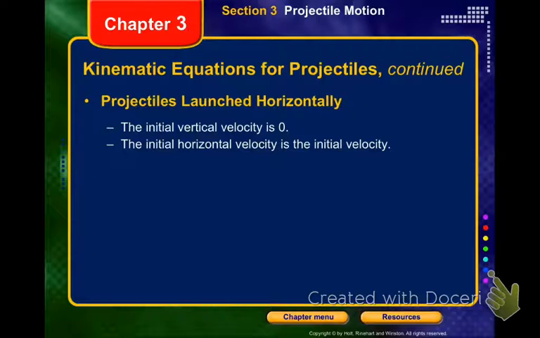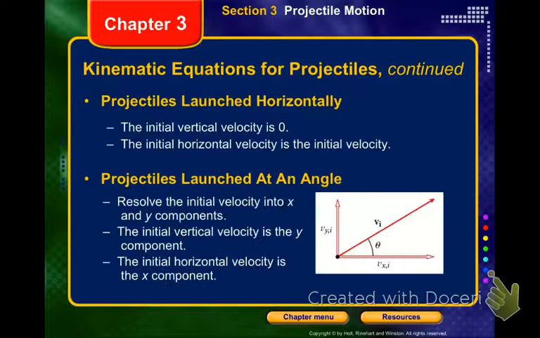So let's look at this first one. Projectiles that are launched horizontally. It says the initial vertical velocity is 0 and the initial horizontal velocity is your initial velocity. And then you've got those that are launched at an angle, and we're going to look at both. And it's going to be important whenever you read your different word problems: is this something that's falling from rest? Is this something that is being launched just horizontally? Or is this being something that is being launched at an angle? Because that will help you determine which set of equations you go to look at.